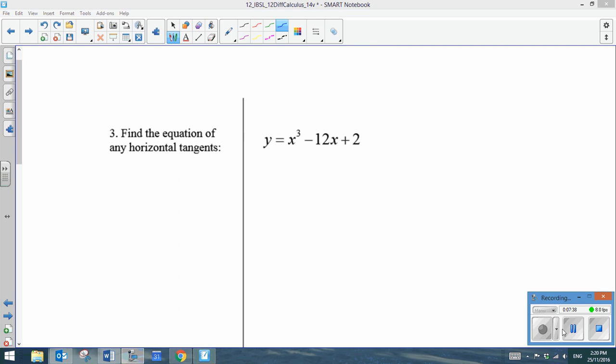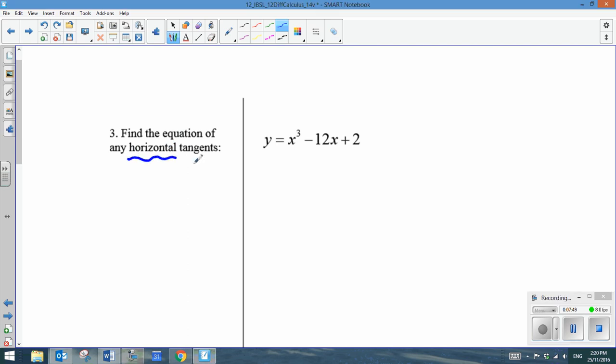So for the next 3 questions, I'm going to get you guys started, but we're actually going to want to finish these in class because I want you guys to think about what you're actually being asked in the next 3 questions. So this one says, find the equation of any horizontal tangents.